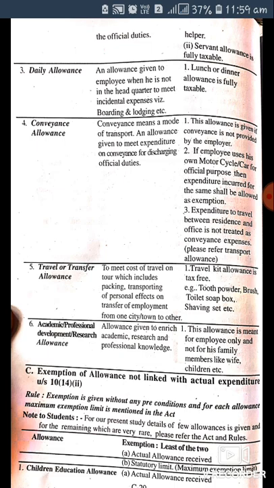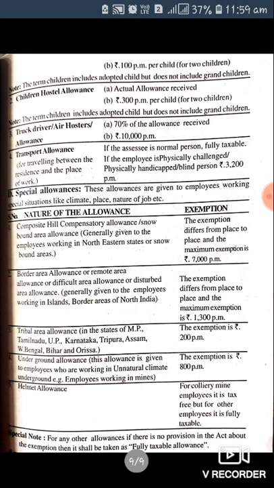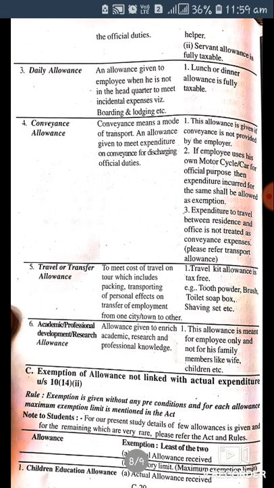Actual allowance received or 100 rupees per month per child for 2 children, whichever is less, is exempted. The term children includes adopted children but does not include grandchildren. So the least amount is exempted. Maximum exemption limit, statutory limit, allowance received; so the maximum is exempted.